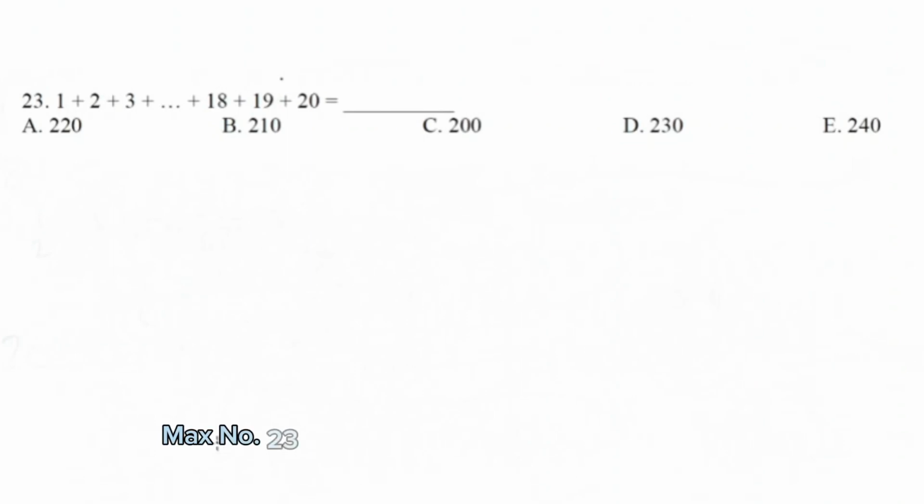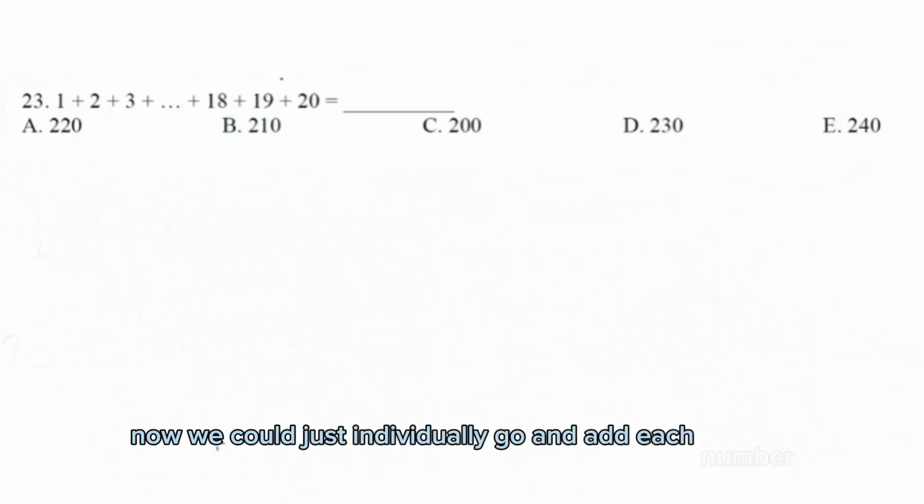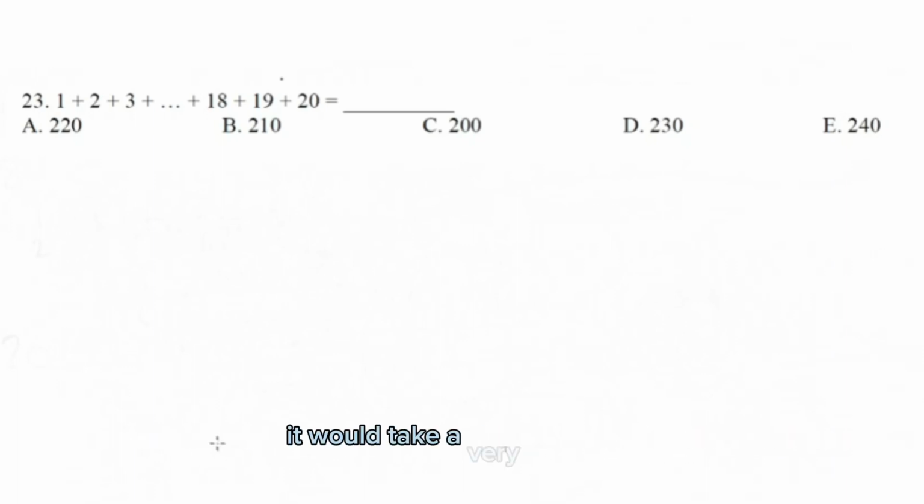Next, number 23. 1 plus 2 plus 3 plus all the way to 18 plus 19 plus 20 equals what number? Alright, so this is a summation problem. That means that there's a series of numbers that are being added together and we have to find the total sum. Now we could just individually go and add each number, but that would take forever. It would take a very long time.